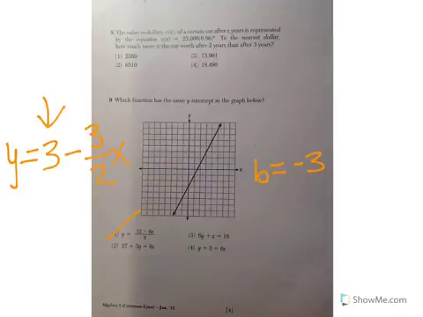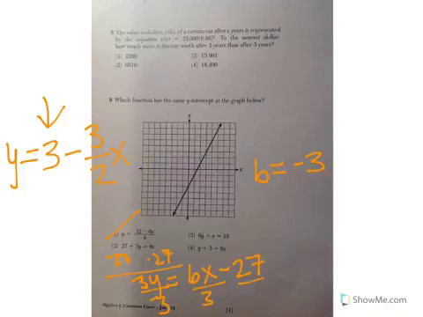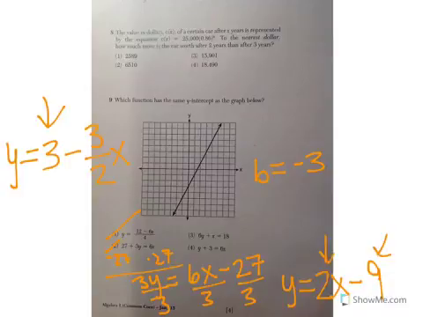Well, to get y alone, subtract 27 from both sides. We'll end up with 3y equals 6x minus 27. Divide everything by 3, and you'll end up with y equals 2x minus 9. So it says that the slope is 2 and the y-intercept is 9, but that's not what we want either. So we'll move on to number 3.